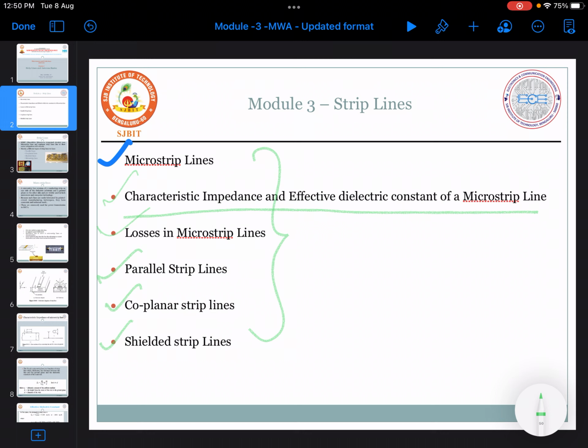We have started with microstrip line in module 3 on strip lines, and we have covered microstrip line, characteristic impedance and effective dielectric constant of microstrip line, and the losses associated with it, like dielectric loss, radiation loss and skin loss or ohmic losses. These three losses we have covered in microstrip line. We are left with three topics, which we will see in the next class. Thank you.